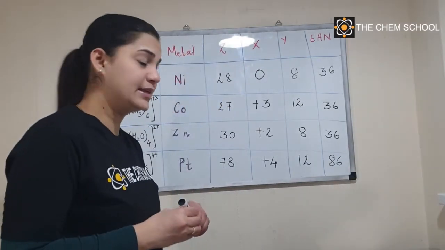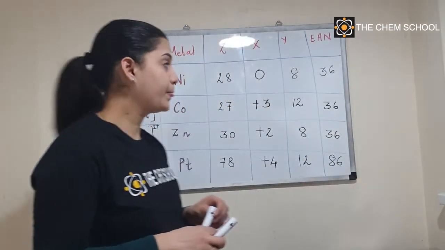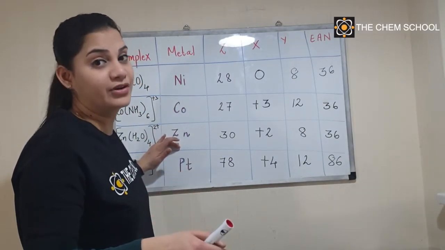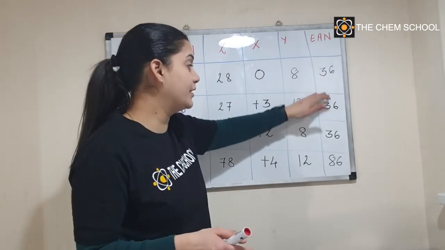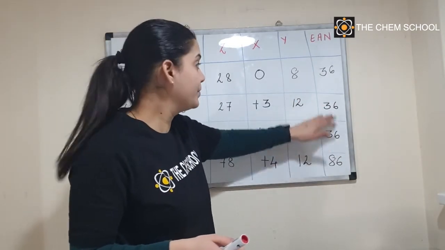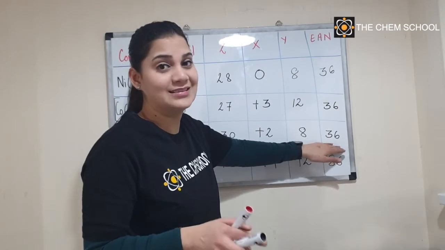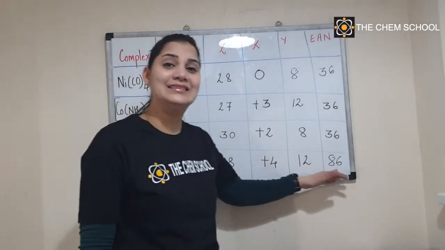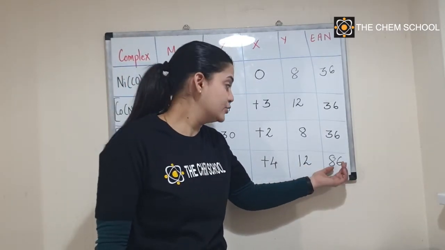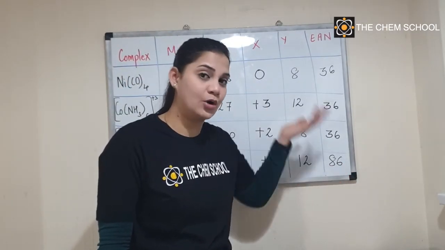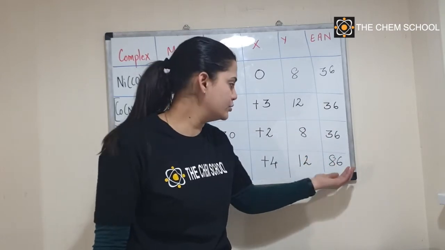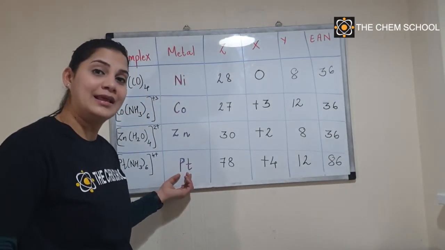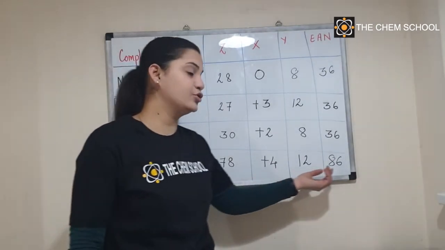Now, if you notice this carefully, what you can make out is, again, nickel, cobalt and zinc are trying to achieve the nearest inert gas configuration of nothing but krypton. Okay. So if you see, 36, 36, 36 is the inert gas configuration of krypton. Similarly, 86 belongs to radon. Radon has a total of 86 electrons. So this is what you need to remember. Platinum is achieving stability by achieving the nearest gas configuration of radon.